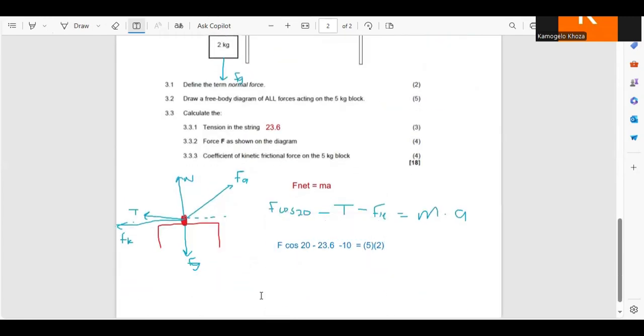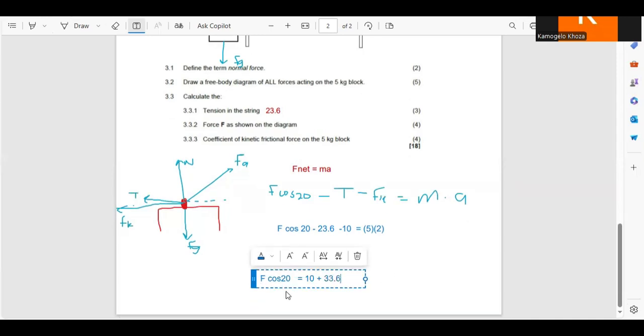Now, as a result, I would have F cos 20, minus 23.6, minus 10. Punching it into your calculator, you get minus 33.6, and this is equal to 10, right? From there, you would take this minus 33.6 to the other side so that it becomes positive. And on this side, you would have 43.6.